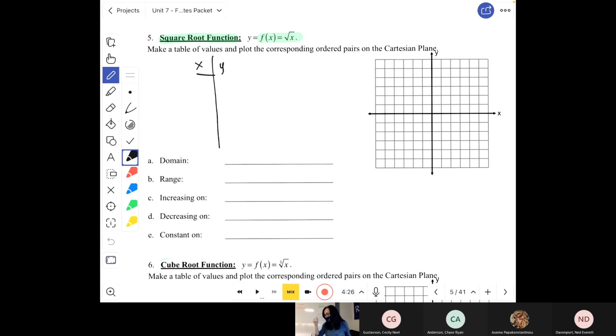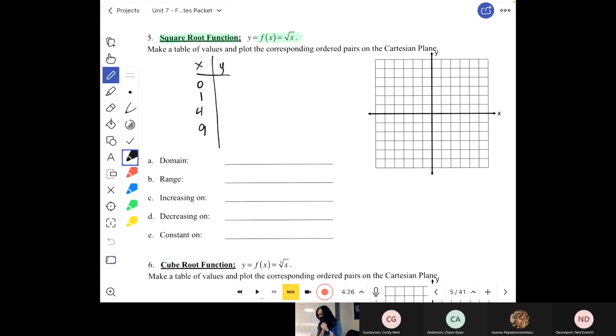radicand? Yes, the radicand has to be greater than or equal to 0, right? And so that is how you will, in the future, determine what the domain is. So that means I can choose anything that is 0 or greater than 0. And since I'm working with the square root function, I'm going to be very clever about the x values that I choose.